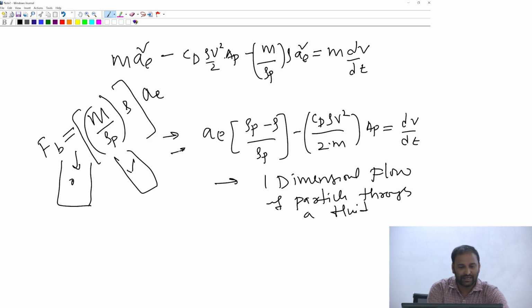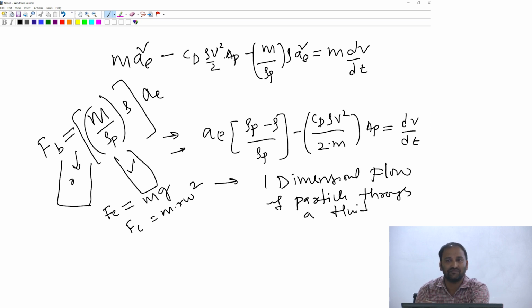If I consider the external force Fe to be gravity, I can write Fe to be m times g. Or if you consider the external force to be some kind of centrifugal force, it's going to be m times r times omega square. Therefore, I can substitute for these and simplify this further. One interesting thing to note from this equation is that, let's write this equation for the case of gravity.